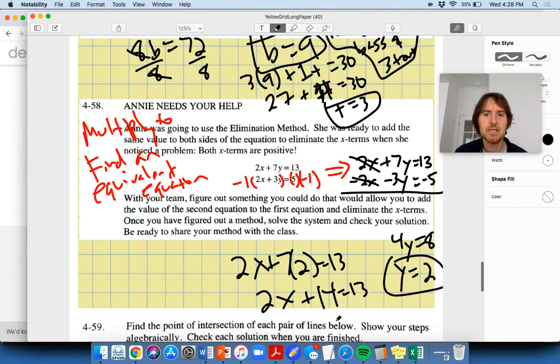2x plus 14 equals 13. Subtract 14 from each side. I got 2x equaling -1, and I got a fraction for this one. Divide both sides by 2. I got x equals -1/2.